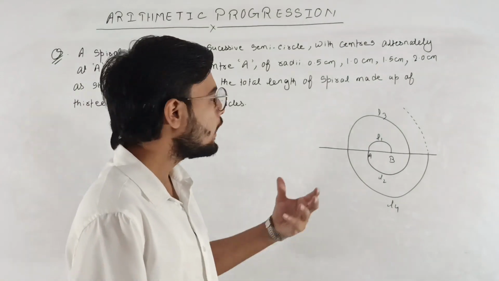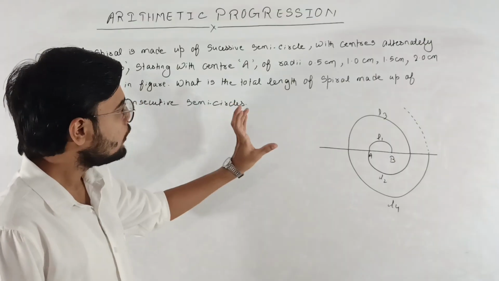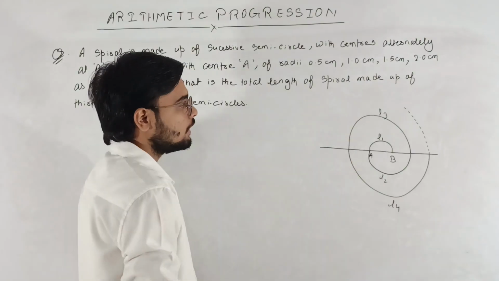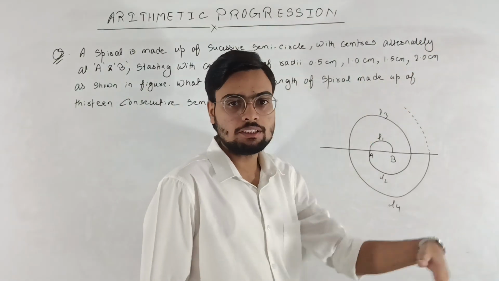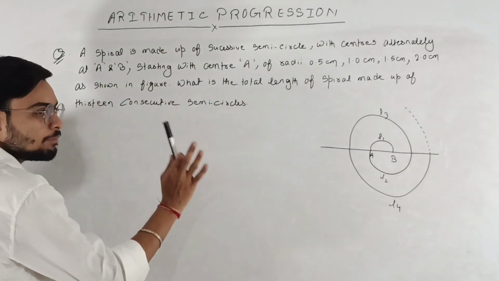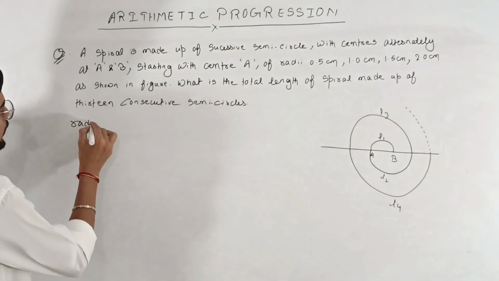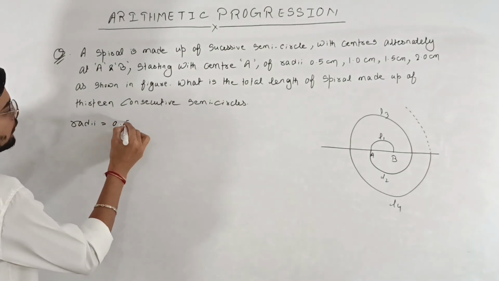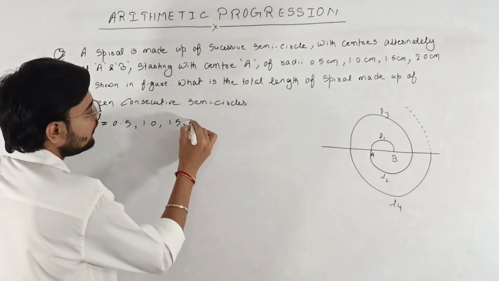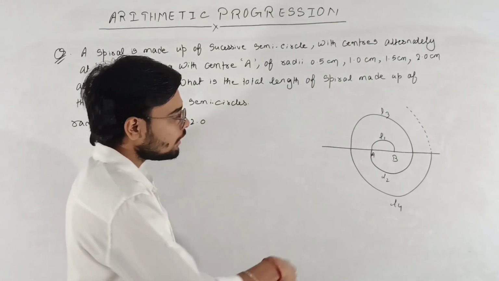Now look, we have a spiral which is made of 13 semicircles, and the radius of the first semicircle is given as 0.5 centimeter, the second semicircle is 1, the third is 1.5, and the fourth is 2.0. Then we have to find the length of the spiral which is required to make these 13 semicircles. Okay, so first we write what is given. The radii of the semicircles are given: 0.5 centimeter, 1 centimeter, 1.5 centimeter, and 2.0 centimeter. Now look, this is the first semicircle.